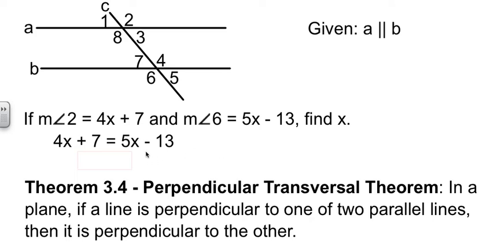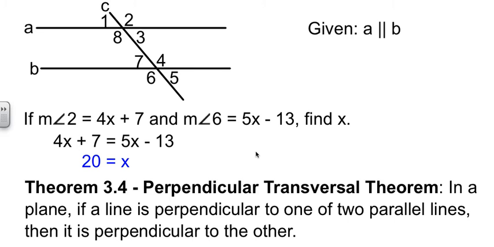Well, solving for x, we'll subtract the 4x over, add the 13, and we find out x is 20. And that's all we have to find for this one, because that's all they said, find x. If they said find angle 6, then we would have to plug the 20 back in.